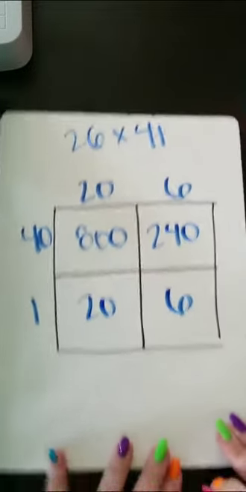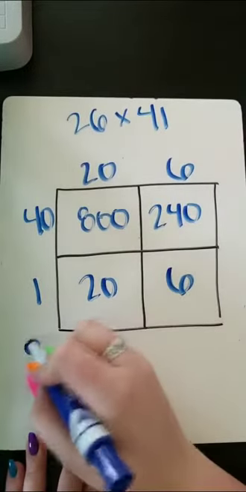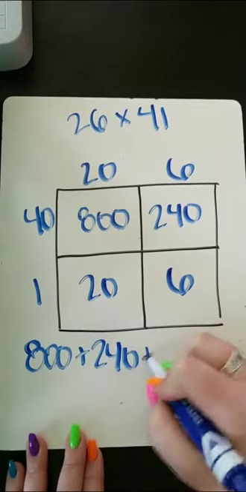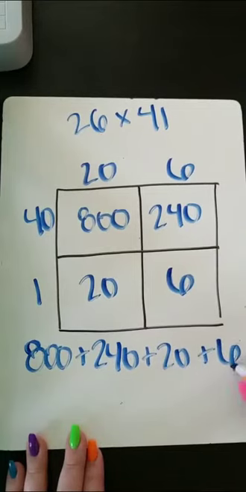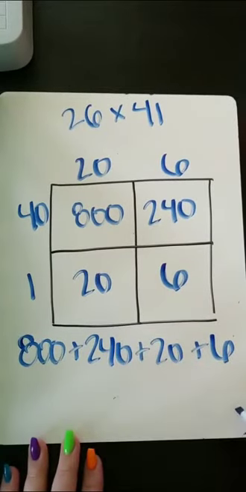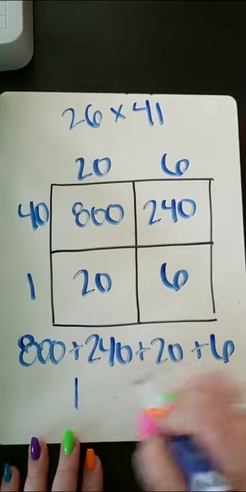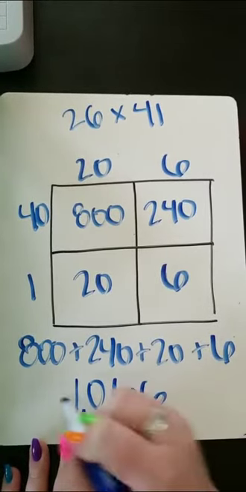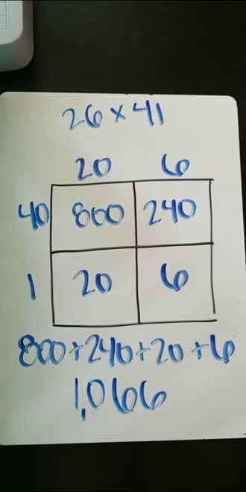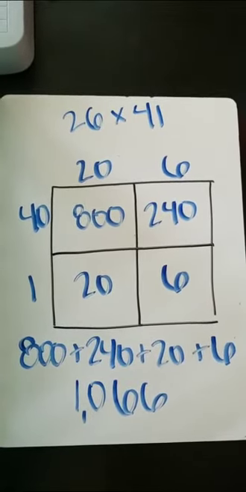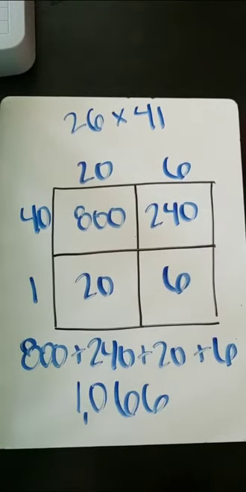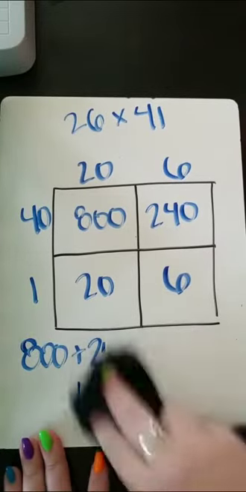Then I can add up all my pieces: 800 plus 240 plus 20 plus 6. So we get, oh gosh, that's 1,000, 60 and 6. 1,066. I almost put a dollar sign in front of that. So this is introduced in elementary school. This square is an area model. They do this a lot, and they get really comfortable with it.